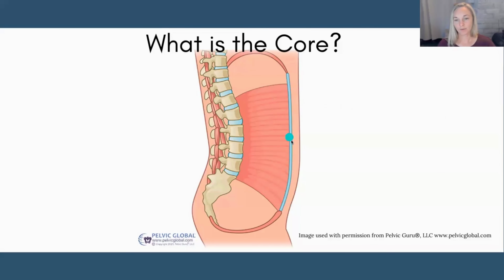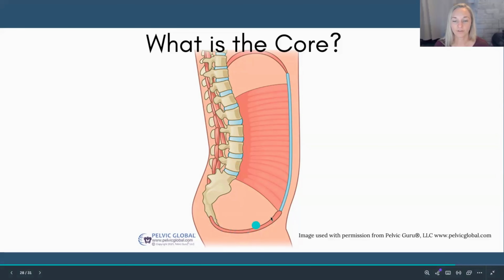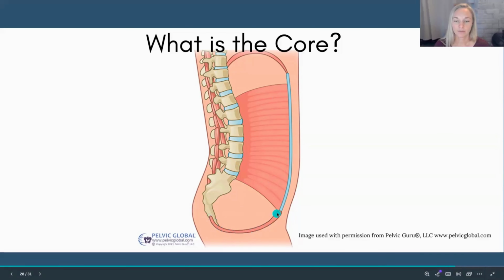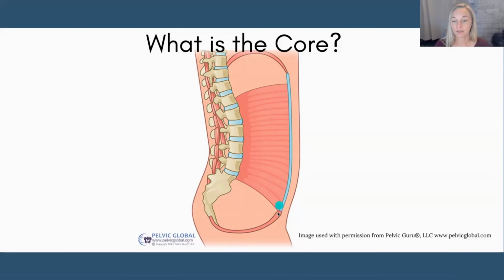It attaches from the front and comes all the way around to the back of the spine. And then on the backside, we have our smallest lumbar spine muscles called the multifidi. They help with rotation and side bending. And then lastly, at the bottom, we have the pelvic floor here. So you can see it attaches from the abdomen here all the way to the tailbone.